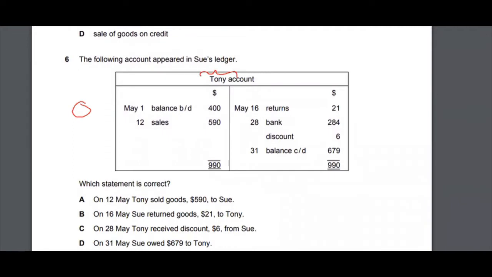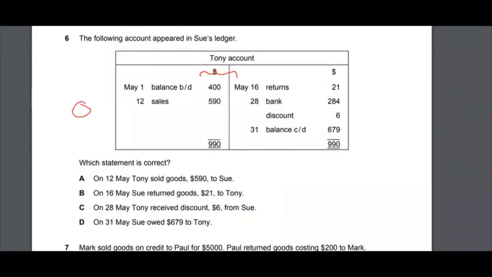Let's look at multiple choice 6. The following appeared in Sue's ledger. In Sue's ledger, there's Tony's account that's balanced forward on the debit side. So Tony is a customer of Sue. Which statement is correct?